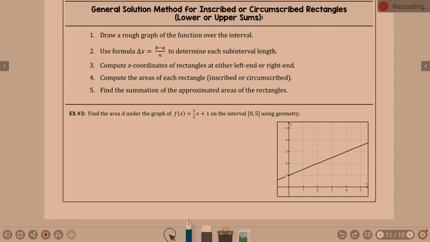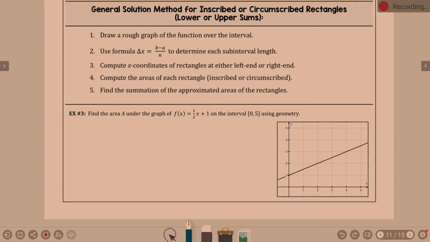Compute x coordinates of rectangles at either left or right hand end. So figure out when you draw your rectangles in, whether they're left hand, right hand, but which x values you're using. Compute the areas of each rectangle. So that's plugging those x values into your function. And then find the summation. So summing them up. Now, I mention all of this and hold these thoughts because we'll use those on the next page.